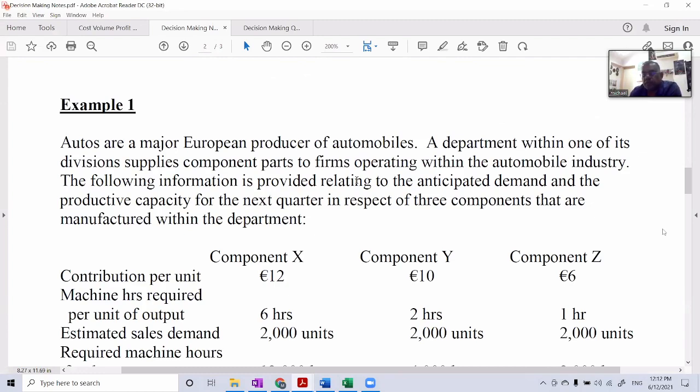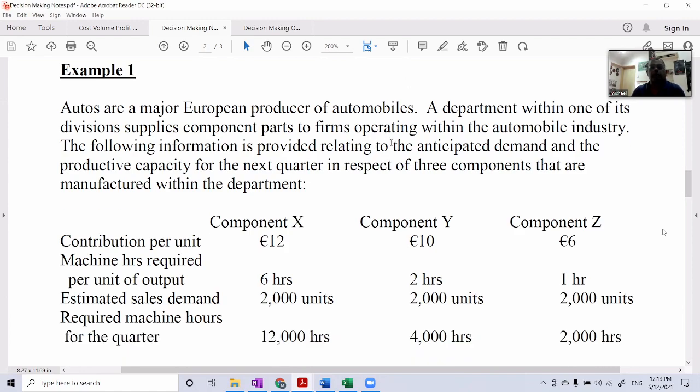A department within one of its divisions supplies component parts to firms operating in the automobile industry. So in simple English, they make components. That's what it is, yeah? All right. The following information is provided relating to the anticipated demand and the productive capacity for the next quarter in respect of three components that are manufactured within the department. So you have component X, Y, and Z.